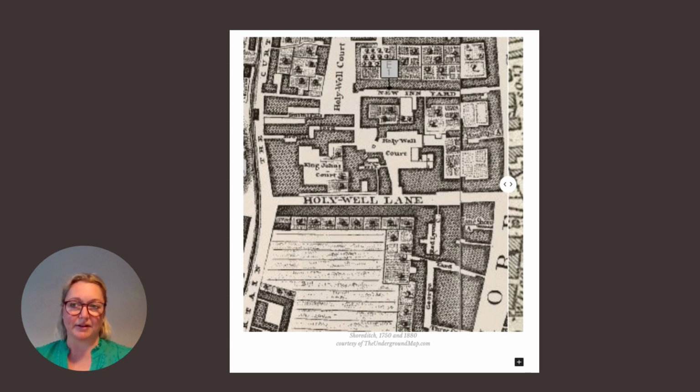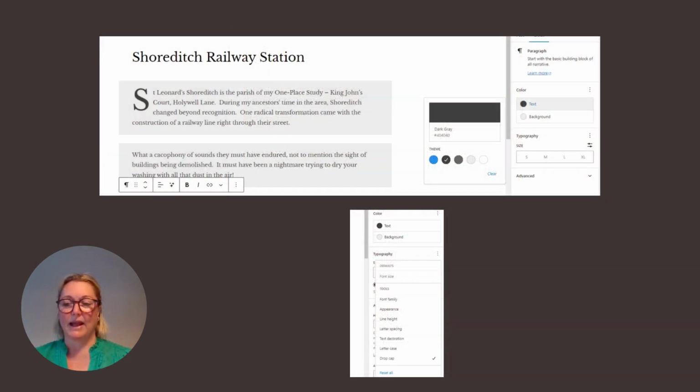The slider button allows the reader to swipe left and right to compare the two maps of Shoreditch 130 years apart. There is an option below the images for you to add a caption. Obviously, it goes without saying that you should always check the copyright of images before using them and credit accordingly. It's easy to build your article block by block by adding text, images, and even videos.